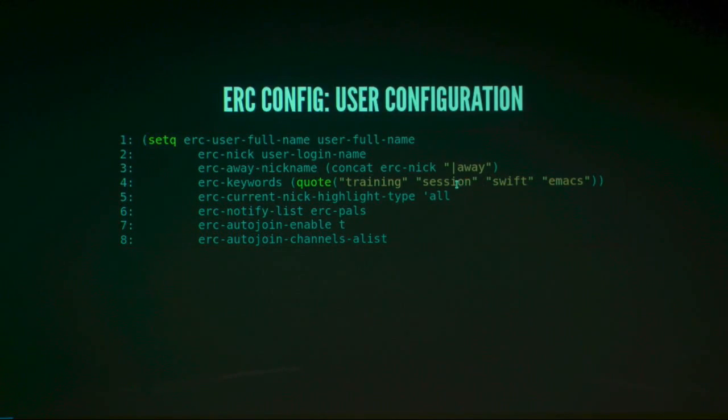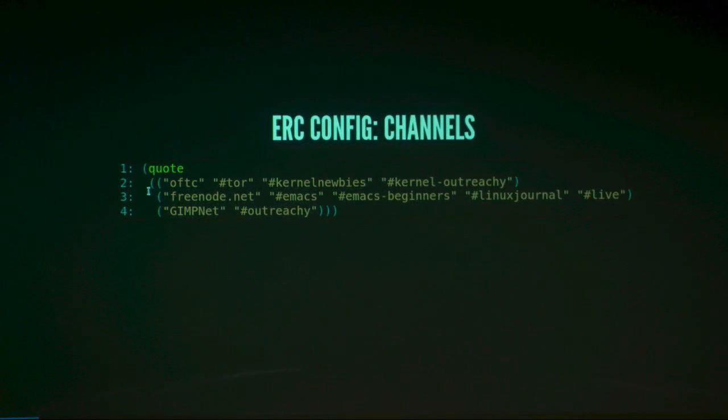This is basically how to configure your nick, your keywords, your pal, and, if the connection is disconnected, how you can auto join the channels. This is how we configure the channels. First it starts with the server name, followed by the channels. As you see, I have OFTC, Freenode, and GimpNet. This is a demo; in my actual Emacs file, I have plenty of those.